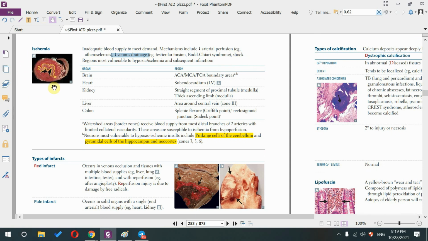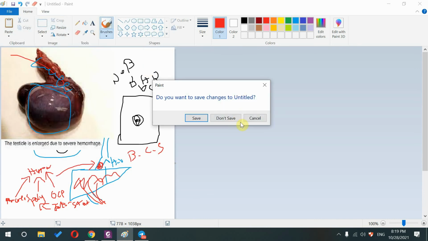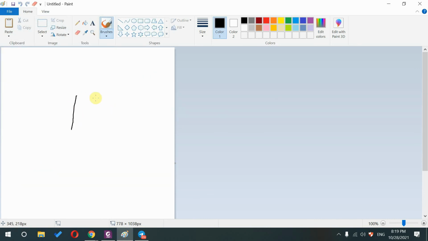Regions most vulnerable to hypoxia and ischemia and subsequent infarction include the following. Now I'm going to teach you guys a concept called watershed area. What is a watershed area? Guys, when we have two arteries supplying the same area, it's not a good thing. So if we have this territory here, and this guy says, okay, I will supply it, and this guy says, no, I will supply it. Well, everybody will supply his own area, okay?